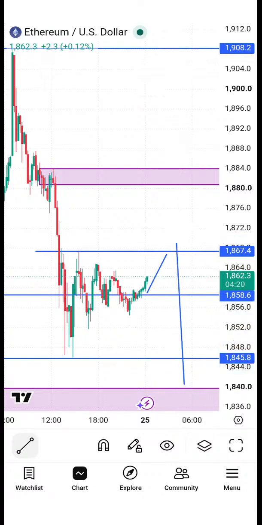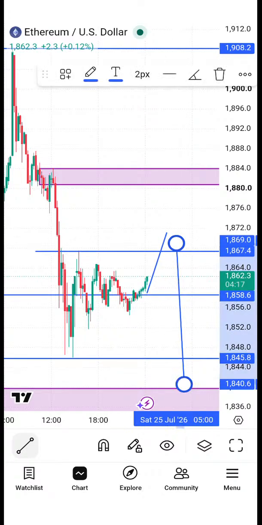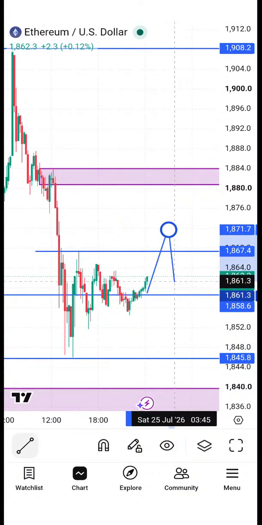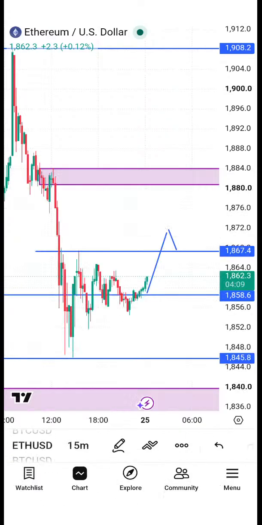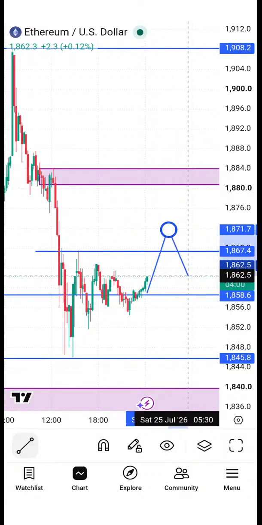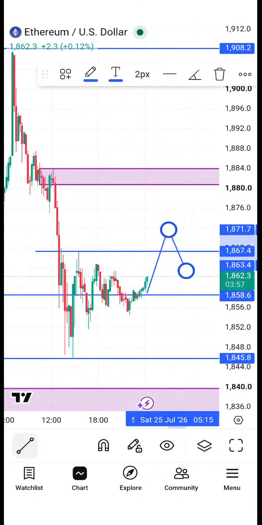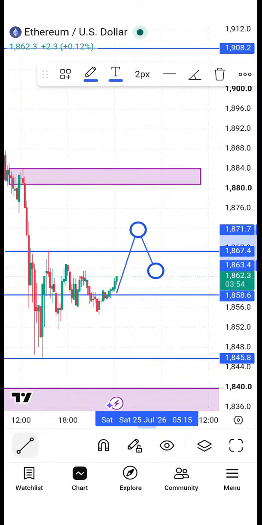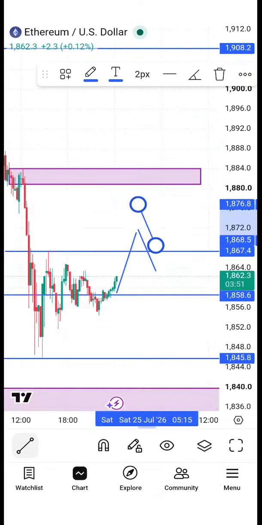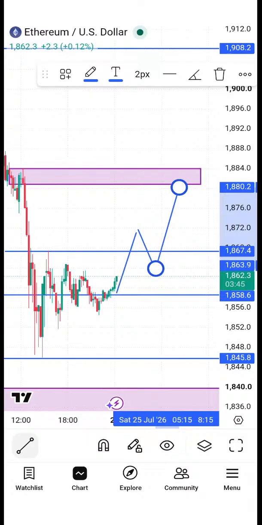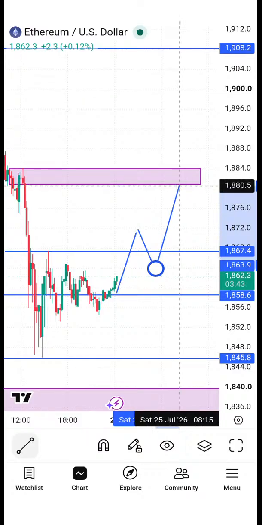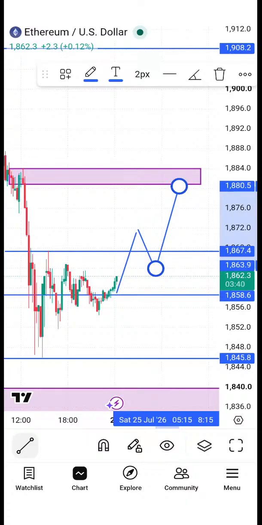But if you want to buy, if you are looking for buying opportunities, I would suggest that you wait for price to break above, maybe come back, retest around this area or here, then from here you look for confirmation or whatever strategy that you use for confirmation, and then you target this area. Yeah, that's it on ETH.